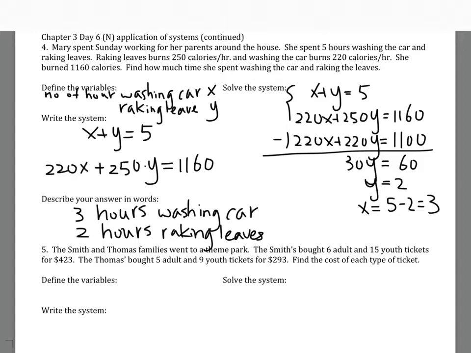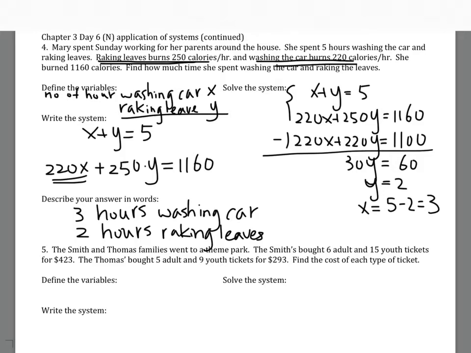And in the second one, make sure you read the question correctly. Raking leaves burns 250. So 250 times y plus 220 times x. So this is the tricky part. Raking leaves times y, because that's the variable we named for raking leaves. Washing cars burns 220. So 220 times x. That's the amount of calories burned by washing cars. And the total amount of calories she burns is 1,160.